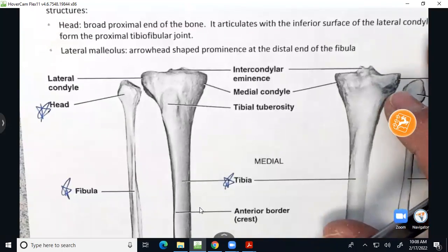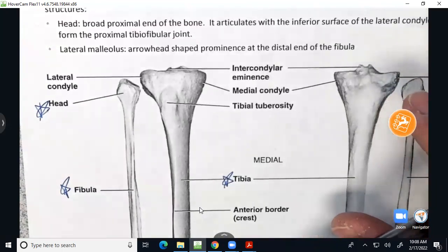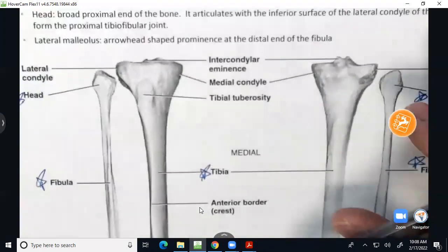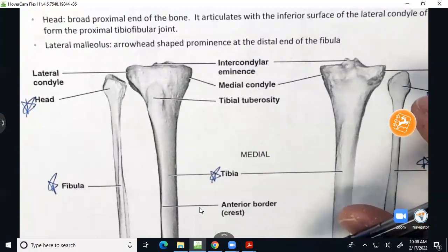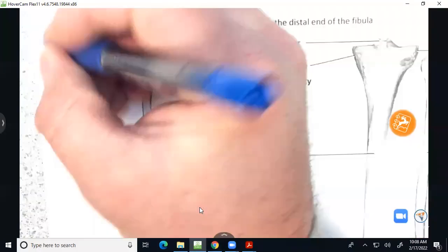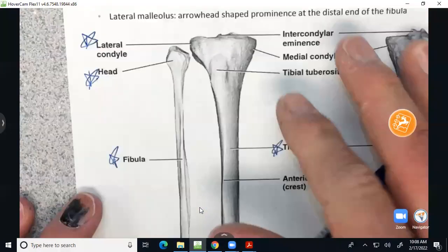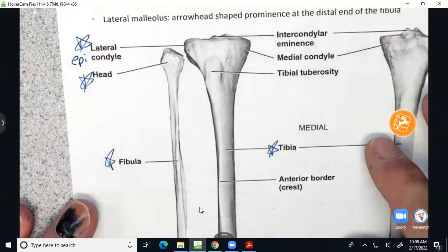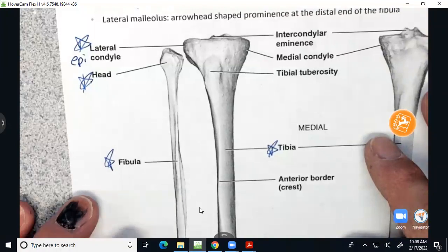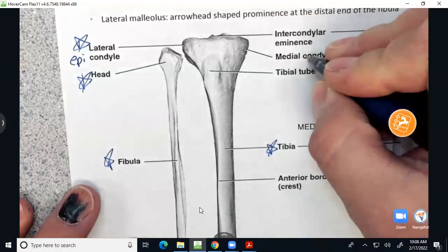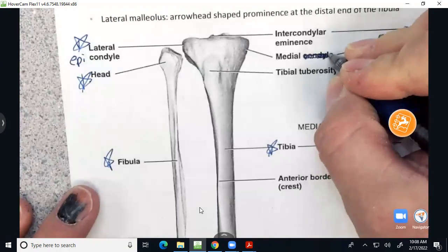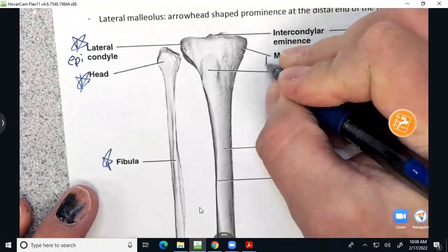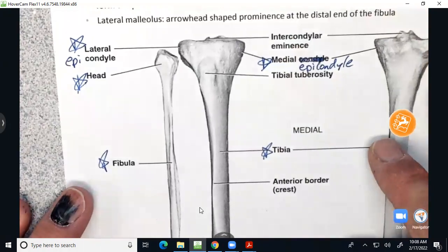Okay, you can see they've got the lateral and the medial condyles labeled, and they're kind of pointing to the sides of the bone. Well, that's not the way that I would actually do it if I were in charge. So what I'm going to do is change it, and I want you to know where they have them labeled now as epicondyles. Because just like with the femur, epicondyles are on the sides of the bones, and that's where those arrows are pointing.